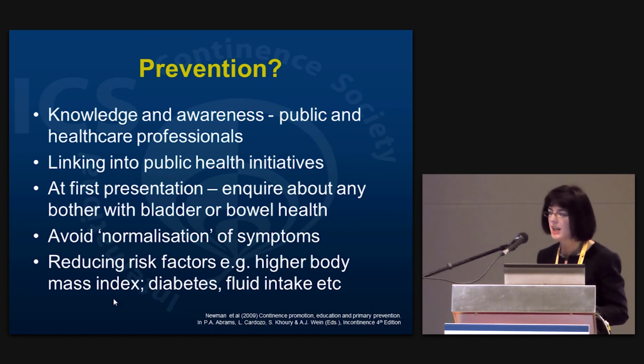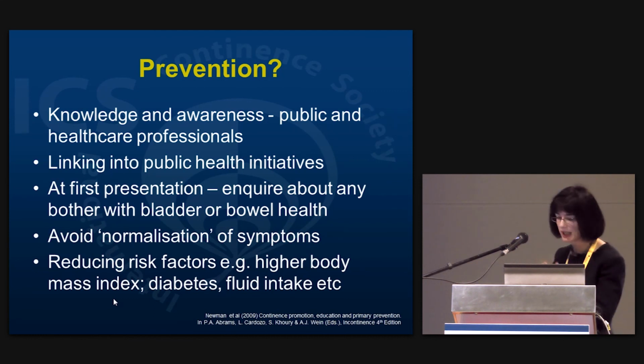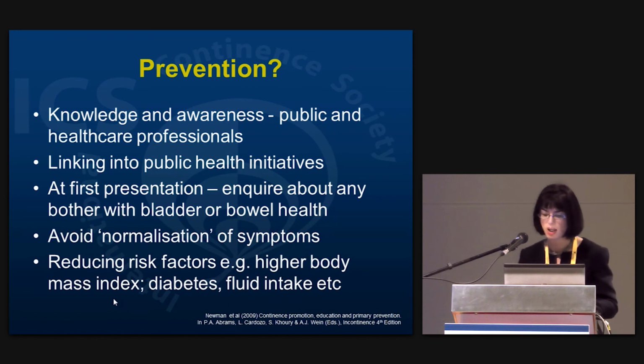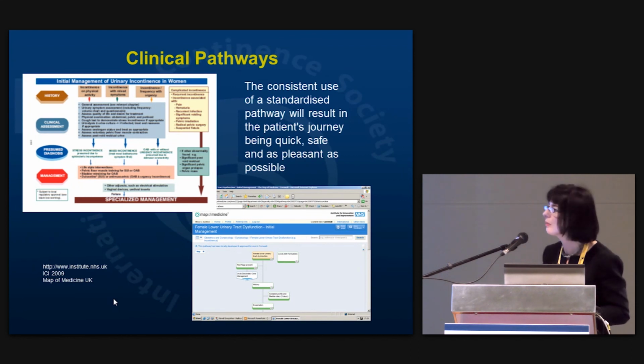We need to avoid normalization of symptoms. I see many young women who believe it's normal to have that leak after their pregnancy because their friends all have it. So it's something that women can live with for such a long time, and then there's a trigger factor that pushes them to get help. But we also must look at reducing risk factors. This is why it links in with public health. We want to reduce high body mass index, screen for diabetes, make sure people are well hydrated, know what fluids can aggravate the bladder. So just fundamental health messages. And we have clinical pathways to help us.